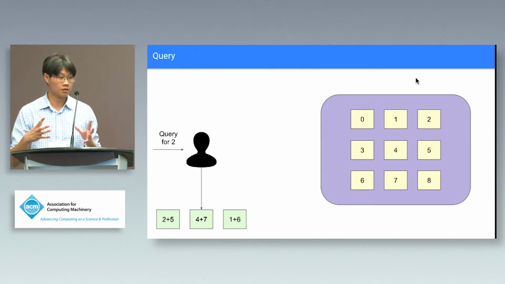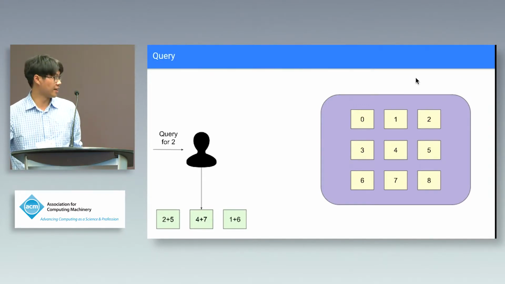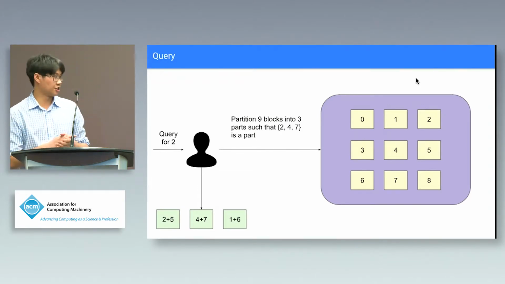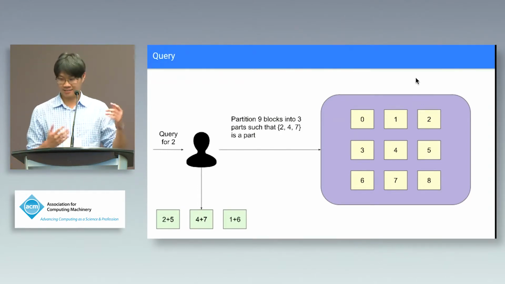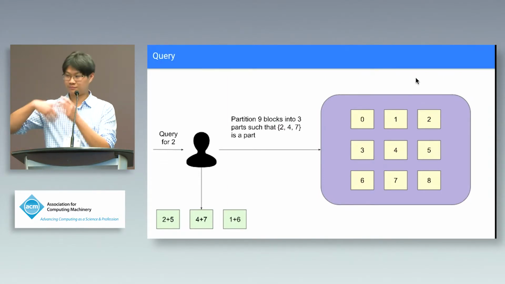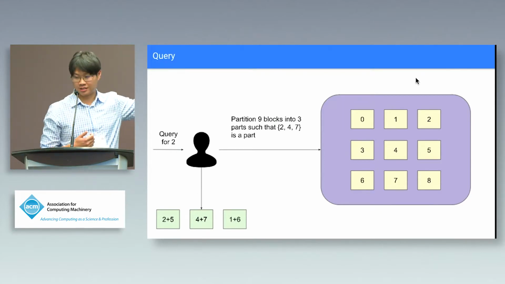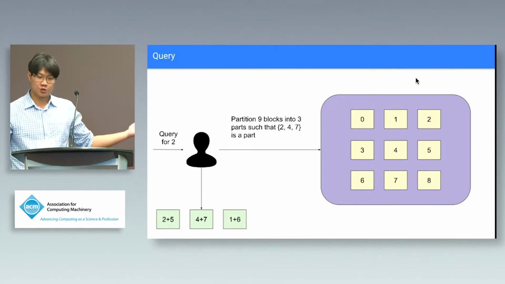Now, like I described before, I want to create a partition of the database, partitioning the 9 blocks into 3 parts, such that one of the parts contains the set 2, 4, and 7. After I've done this, the server would take the partition, sum, and get the result, and I could subtract the result out to get the second block. So how do you do this, right?